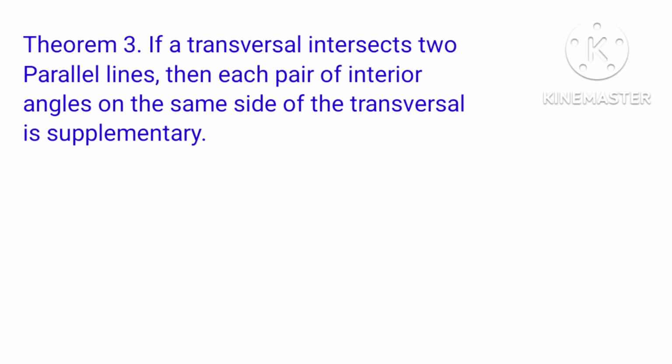Next theorem. If a transversal intersects two parallel lines, then each pair of interior angles on the same side of the transversal is supplementary. Here, given two lines are parallel, and supplementary angles are two angles whose summation is equal to 180 degrees. We have to prove that each pair of interior angles on the same side of the transversal has a sum of 180 degrees.